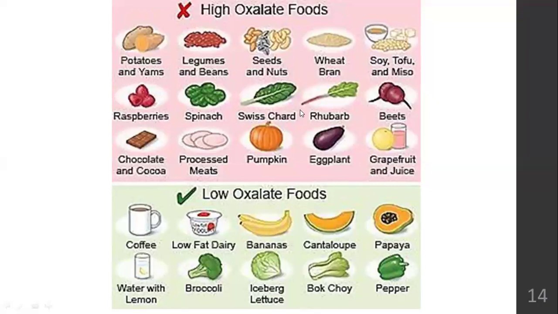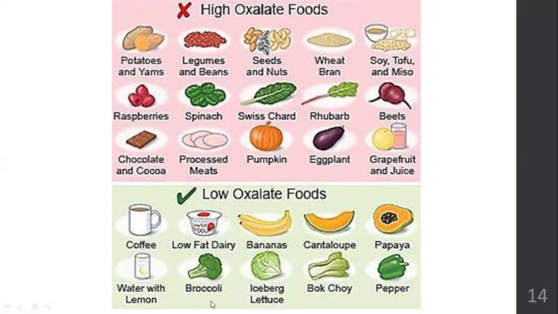Spinach or dark green leafy vegetables are all rich in oxalate. Spinach has the highest content of oxalate and will be avoided. Beetroot should be avoided. Chocolates, cacao powders, processed meats, pumpkin, eggplant, grapefruit juice. These will be avoided.